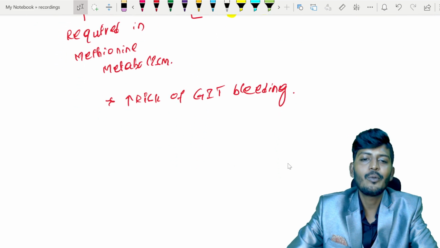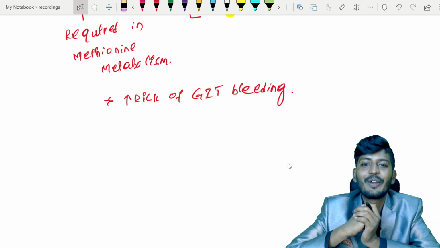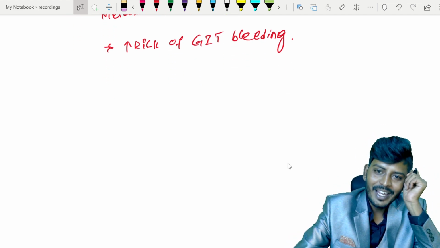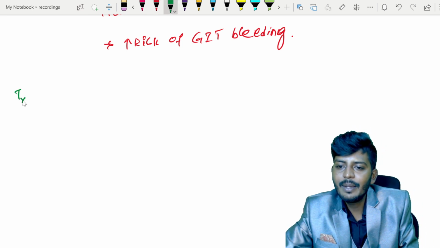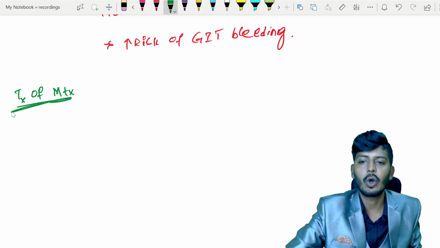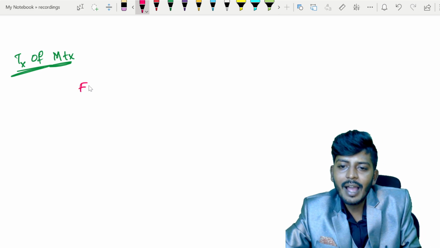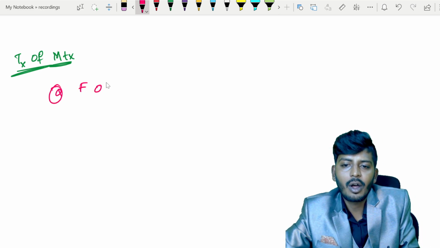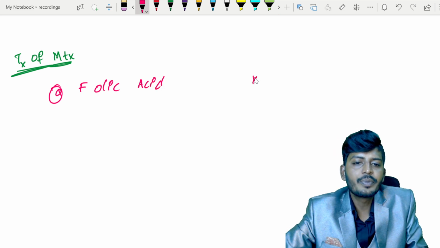So for example, what if methotrexate has been given in a large amount of doses? Again, that is going to be a very important question. What is the antidote? What is the treatment of methotrexate toxicity? I'll write it as MTX, which stands for methotrexate. So for the treatment of methotrexate toxicity, I'll give you two options. Option A is your folic acid. Option B will be your folinic acid.